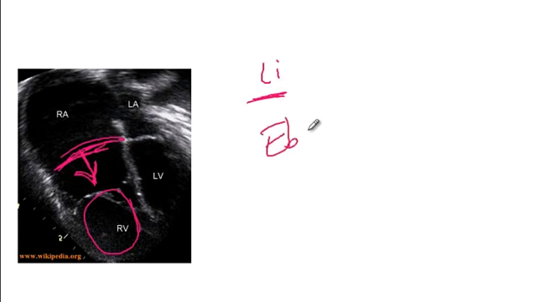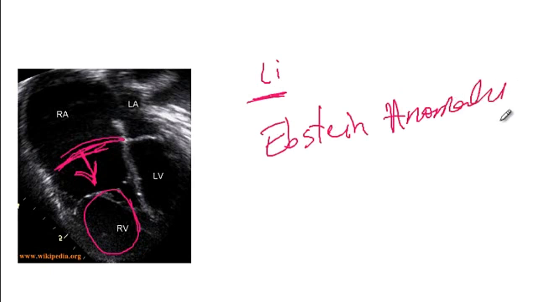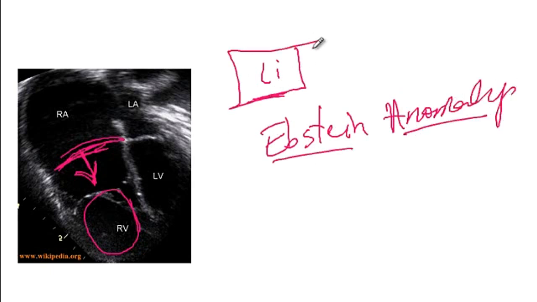An Epstein anomaly is the name of this heart defect that is associated with lithium toxicity. And that concludes our discussion.